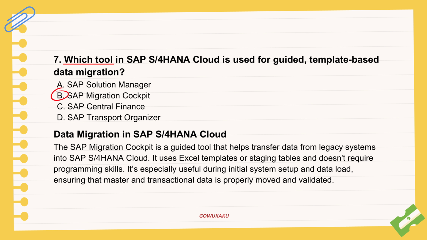For each object, you get downloadable templates, usually Excel files. You fill these templates with your data extracted from the old system, following the structure SAP provides. Then you upload them into the cockpit, and it guides you through validation steps and then the actual loading into S/4HANA Cloud. So it standardizes the format and provides checks along the way.